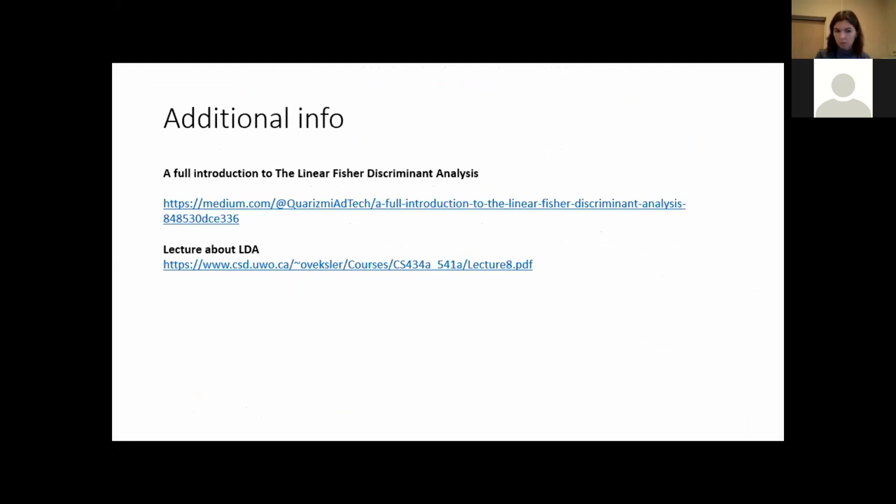There are two approaches: manual and mathematical. The manual approach is to look at the picture and find the points where the intersection is. Yes, you will do it manually. At the end of the presentation, you will find two additional links about LDA which may be useful for you.